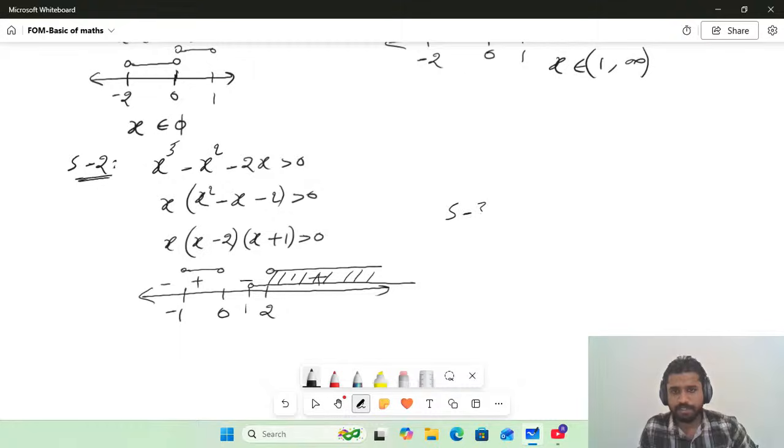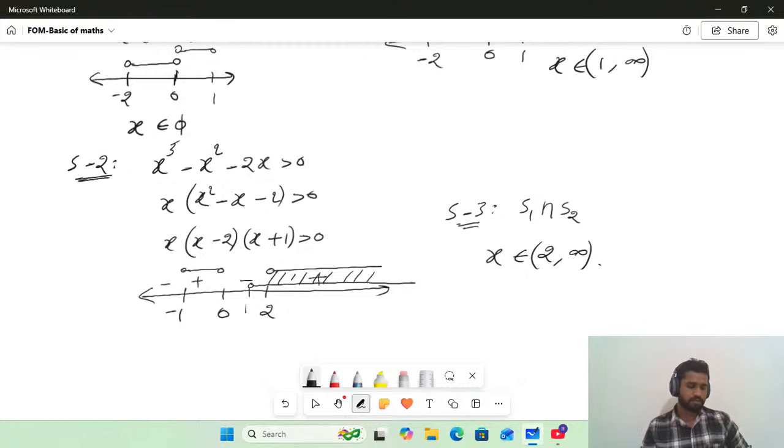So what is step 3? Step 3 is basically the intersection part of step 1 and step 2. So what is the final answer here? x belongs to 2 to infinity is the final answer for this question. Okay, so x belongs to 2 to infinity is the final answer for this question.